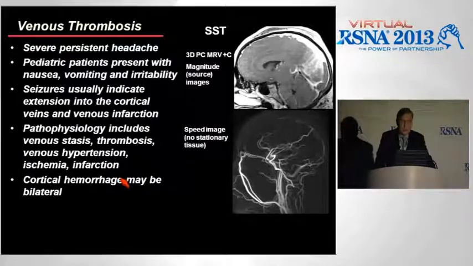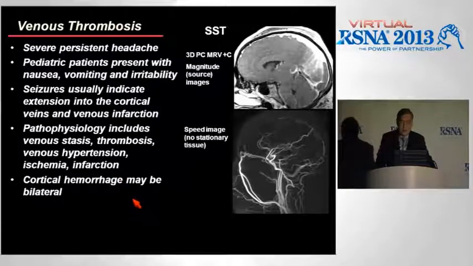So we'll just close here with venous thrombosis. This is a situation where patients present with severe persistent headache. Pediatric patients may have nausea, vomiting, and irritability. When there are seizures, that usually indicates extension into the cortex and venous infarction. The pathophysiology includes venous stasis, thrombosis, venous hypertension, ischemia, and infarction.